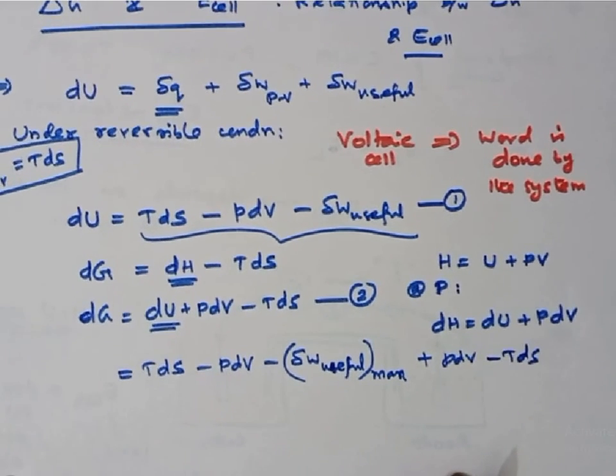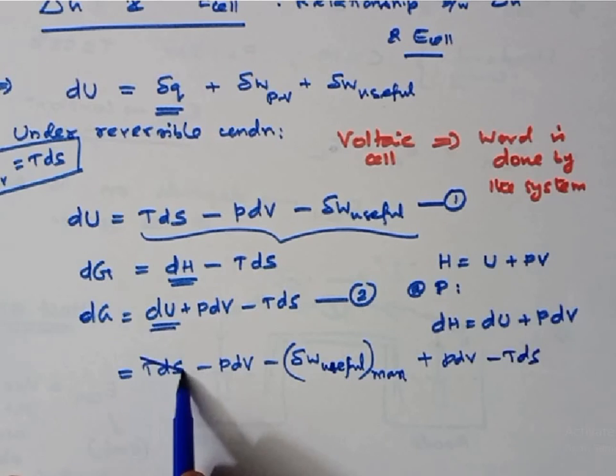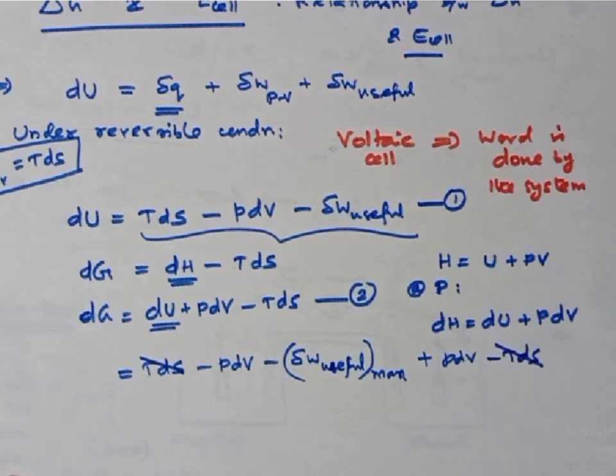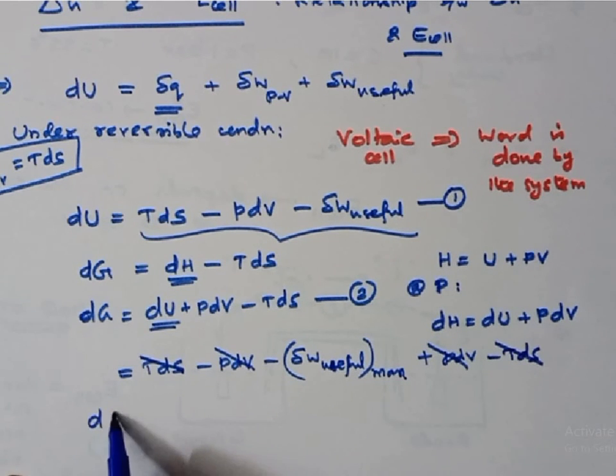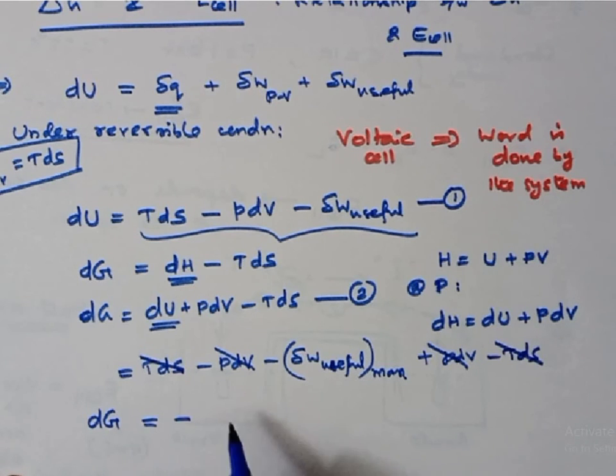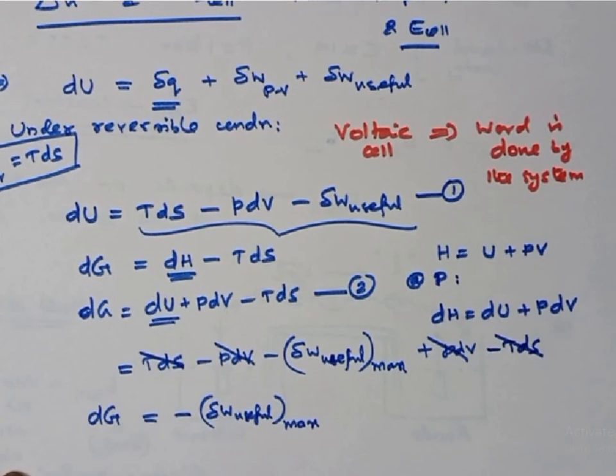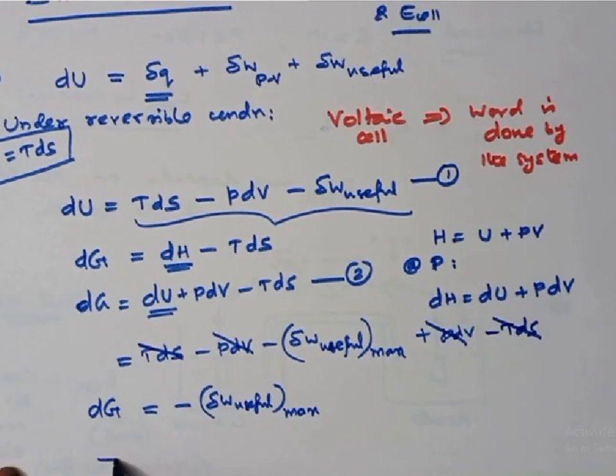Okay, now what I'm going to do, here we have plus TdS, here we have minus TdS, they cancel. Here we have minus pdV, here we have plus pdV, they cancel. Therefore, students observe carefully, change in free energy is equal to minus the useful work, maximum useful work obtainable from the system. Or I can say in the other way, decrease in free energy.